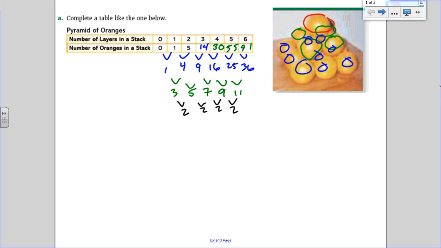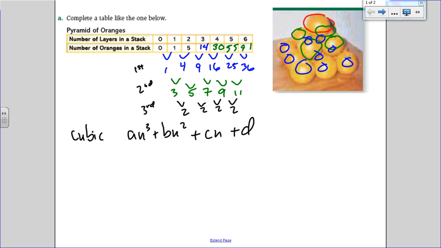So as you can see, here's our first difference, here's our second, and we went all the way to the third, which means this is going to be a cubic. So we have our general cubic equation, an cubed plus bn squared plus cn plus d. And we can make our general system of equations. So we could use n equals 0, but let's use n equals 1 to get our 4 by 4 matrix here.